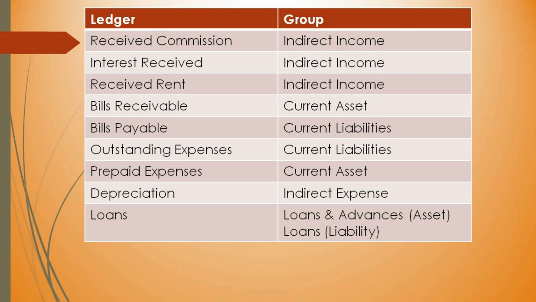Bills receivable comes under current asset. Bills payable under current liabilities. Outstanding expenses will be under current liabilities. Prepaid expenses, current asset. Depreciation, indirect expense. Loans and advances, one is asset and the other one will be loans liability. It depends upon the loan. If you have given the loan, it comes under loans and advances, and if you have taken the loan, it comes under loans liability.